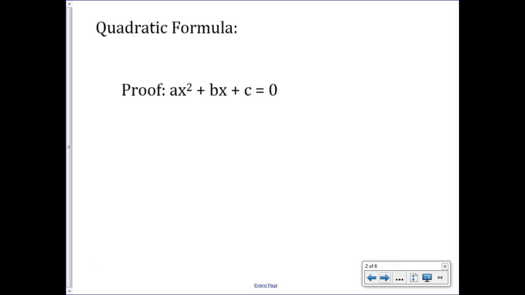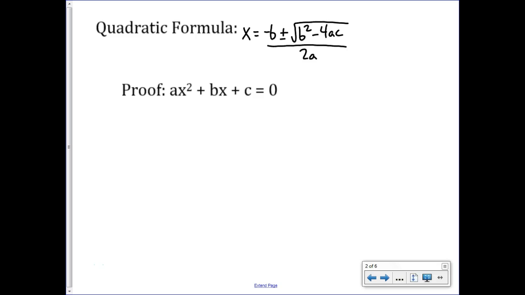Some of you have been singing the song already, so we know the quadratic formula is x equals the opposite of b plus or minus the square root of b squared minus 4ac all over 2a. What you probably haven't seen is how to get there.